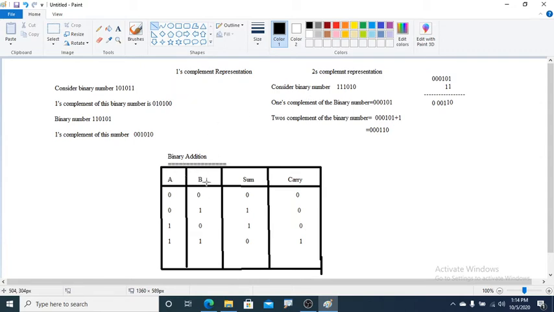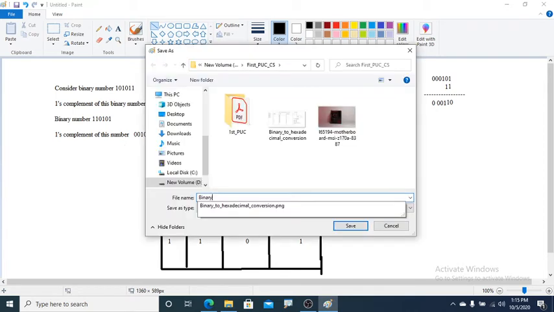A and B, we are taking two variables, 0 0 plus 0 0, the binary addition. 0 plus 1 is 1, 1 plus 0 is 1, 1 plus 1 is carry, and sum is 0. Okay, this is the binary addition. So you can take 3 variables also, no problem. I will save this document. Binary addition.